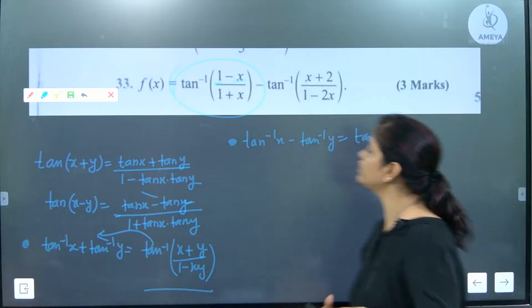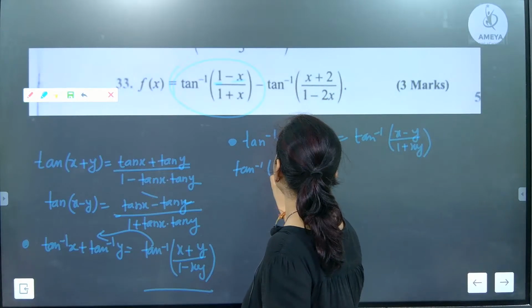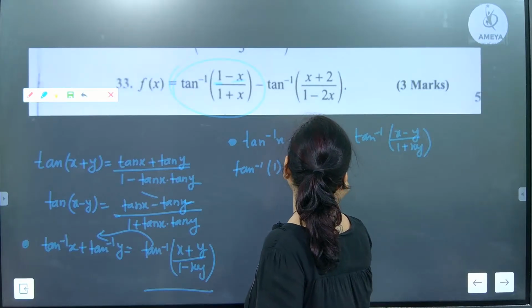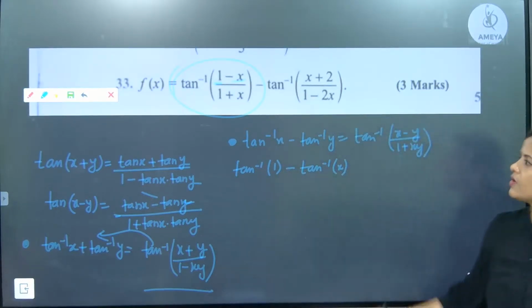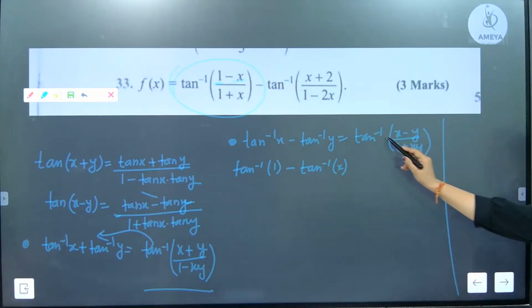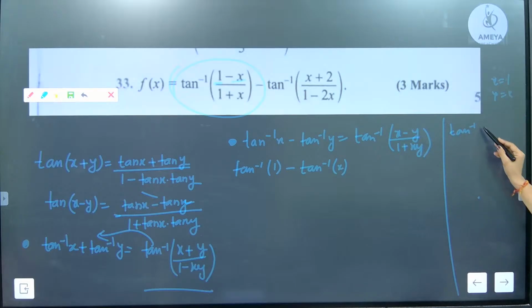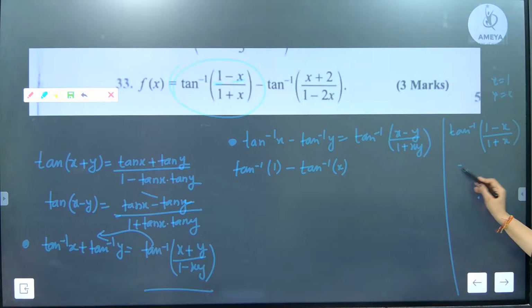So first, what we are going to do here is write tan⁻¹1 - tan⁻¹x. Bingo. Why? Because here instead of x we are taking 1. Check it. Now look here. Instead of x I am writing 1 and instead of y I am writing x. Is it looking similar? (1 - x) / (1 + 1·x) is x. Understood? So what answer will come here? tan⁻¹1 - tan⁻¹x.